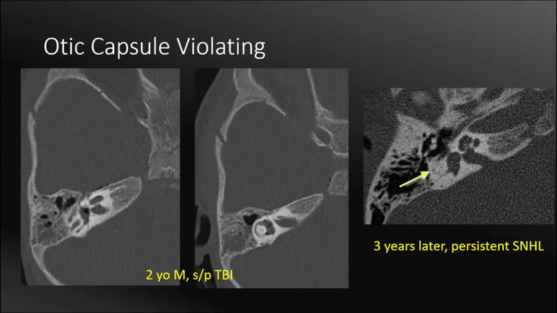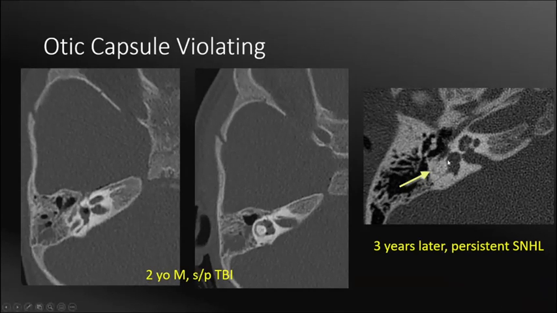This was a 2-year-old child who had a bookcase fall on his head, sustaining a TBI. You can see that there are multiple fractures extending into the greater wing of sphenoid. There's an otic capsule violating component with air within the vestibule, as well as the lateral semicircular canal. This patient ended up with long-term complications and presented 3 years later with persistent sensorineural hearing loss.